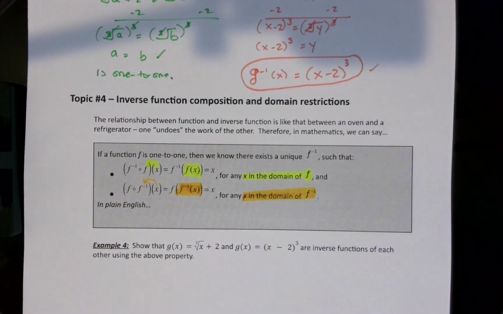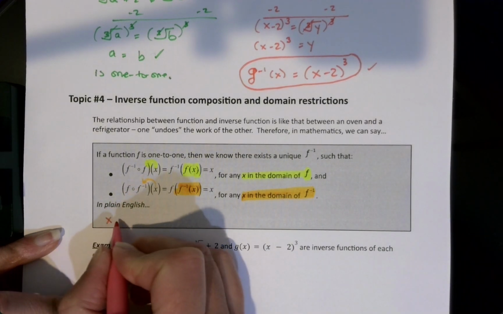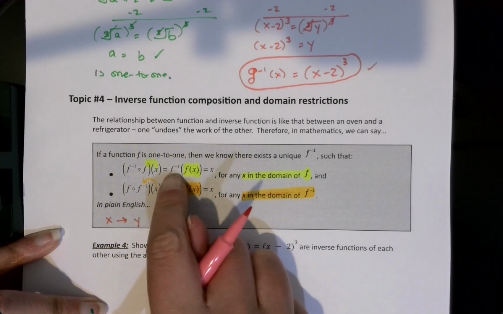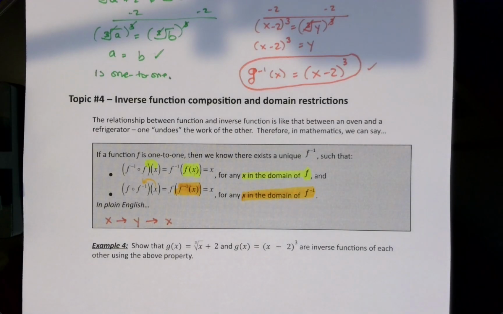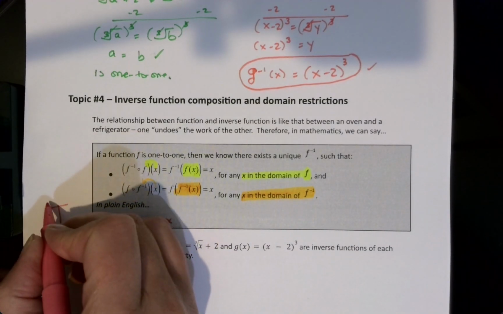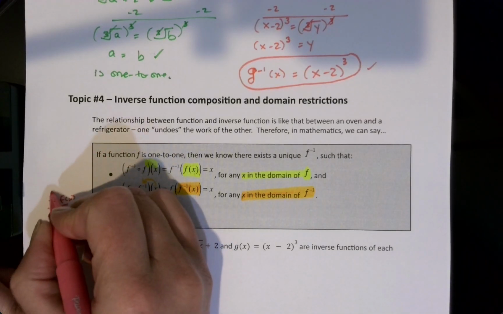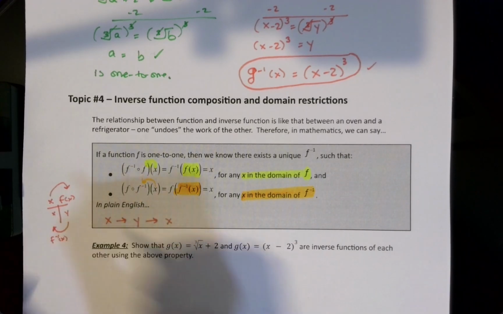And we'll undo the function. So in plain English, if we plug x into the function, we're going to get to some y value. But then when we plug that y value into the inverse function, we're going to get back to our original x value. Okay, so we're thinking about an ordered pair, x and y, where the function is going to go in one direction and the inverse function is going to go in the other direction.